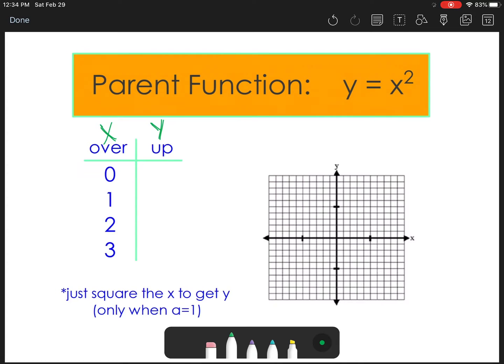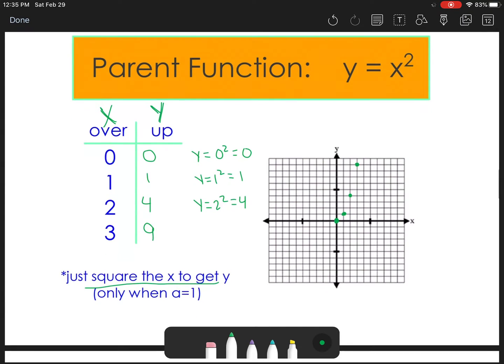So y equals x squared, in order to figure out what that graph looks like, basically you just square the x to get y. For example, if x was 0, that would mean y equals 0 squared. Well, 0 times 0 is just 0. If x equals 1, 1 squared is 1 times 1, so that's just over 1, up 1. If x is 2, 2 squared is 2 times 2, which is 4. And then we have 3 squared, 3 times 3 is 9. Notice how we have that right-hand side of our parabola, and for our parent function, our axis of symmetry is the y-axis where x equals 0.